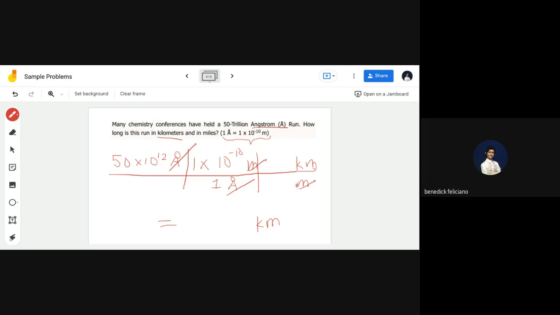But how many meters are there in 1 kilometer? Or how many kilometers are there in 1 meter? So in 1 kilometer, there are actually 1,000 or 1 times 10 raised to 3 meters.